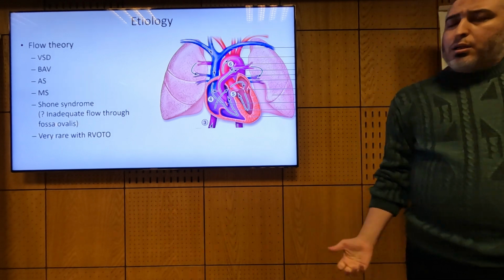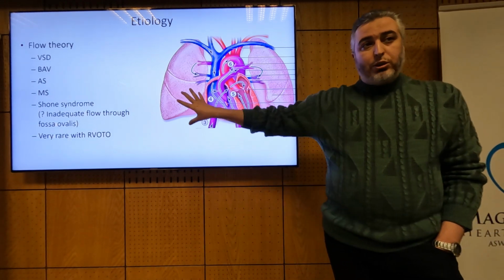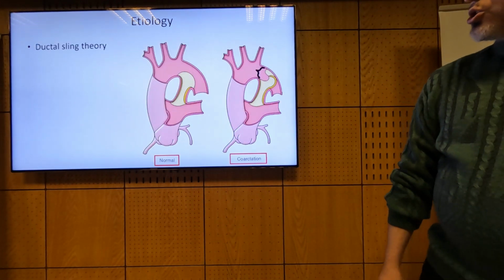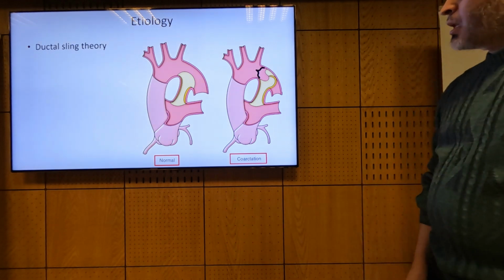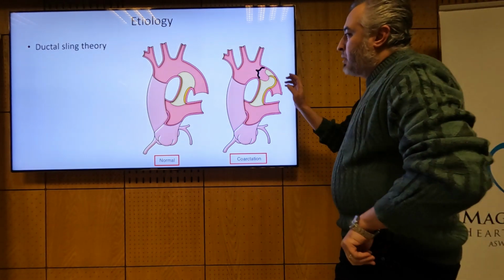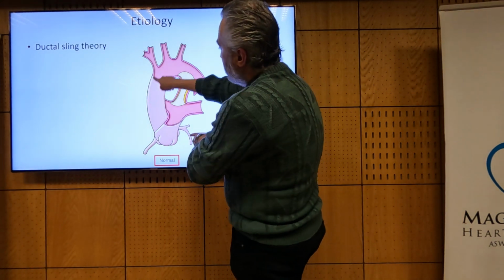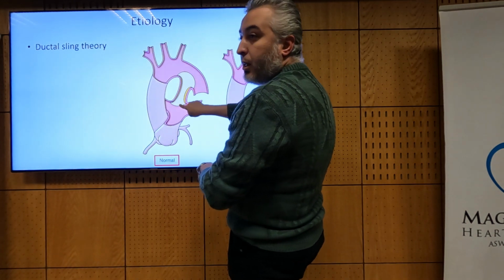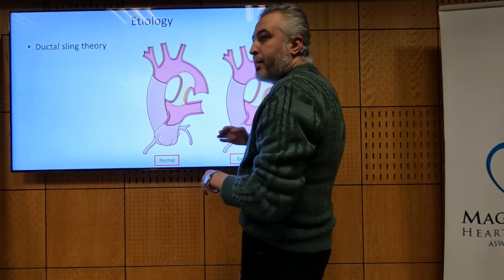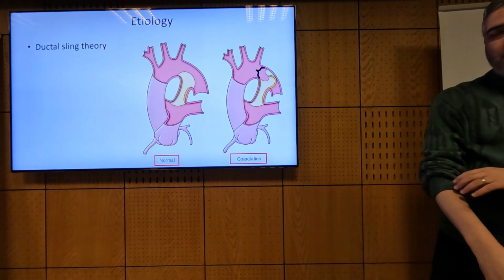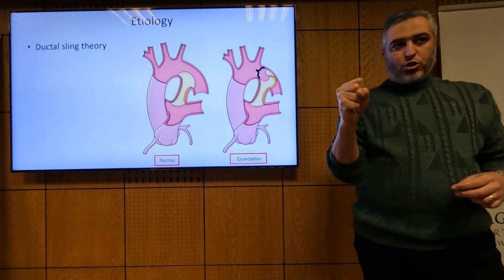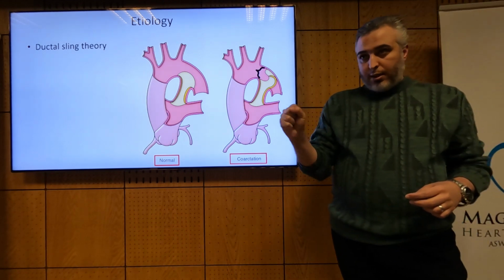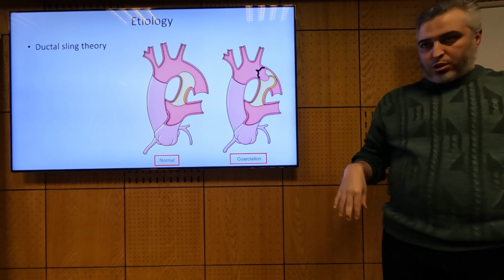But there are other patients who have coarctation and do not have these lesions, so there should probably be another theory, which is the ductal sling theory. So this is the ductus arteriosus: the ascending aorta, arch, descending aorta, and these are the MPA and PA branches, and that is the patent ductus arteriosus. After birth, the duct closes by constriction of the smooth muscle in its wall. At first it closes functionally, and then it becomes a structural ligament.